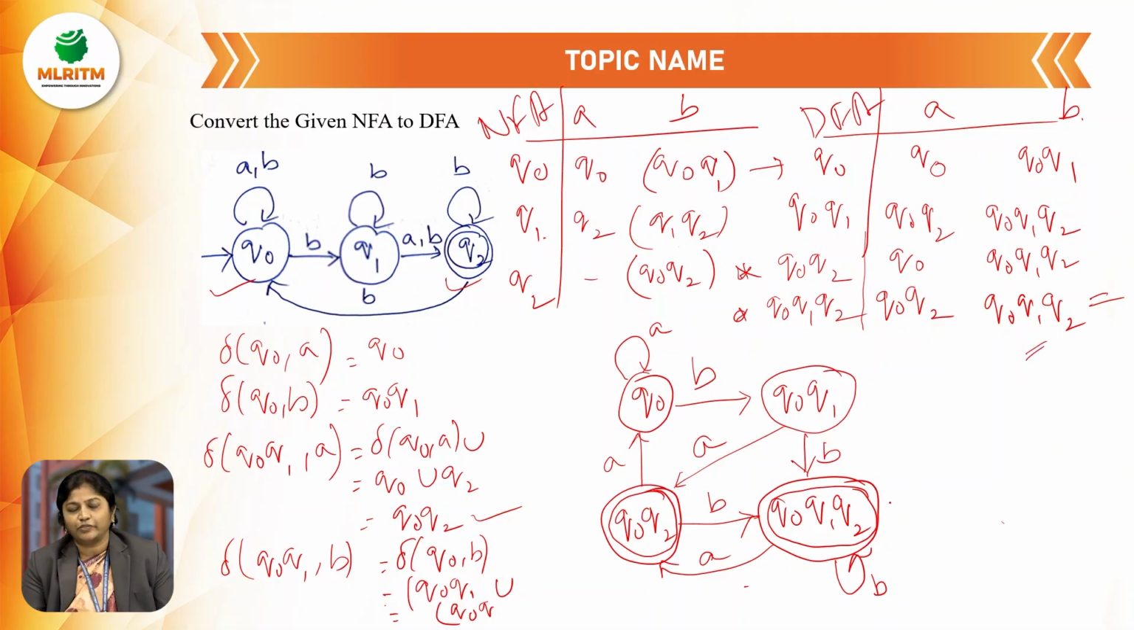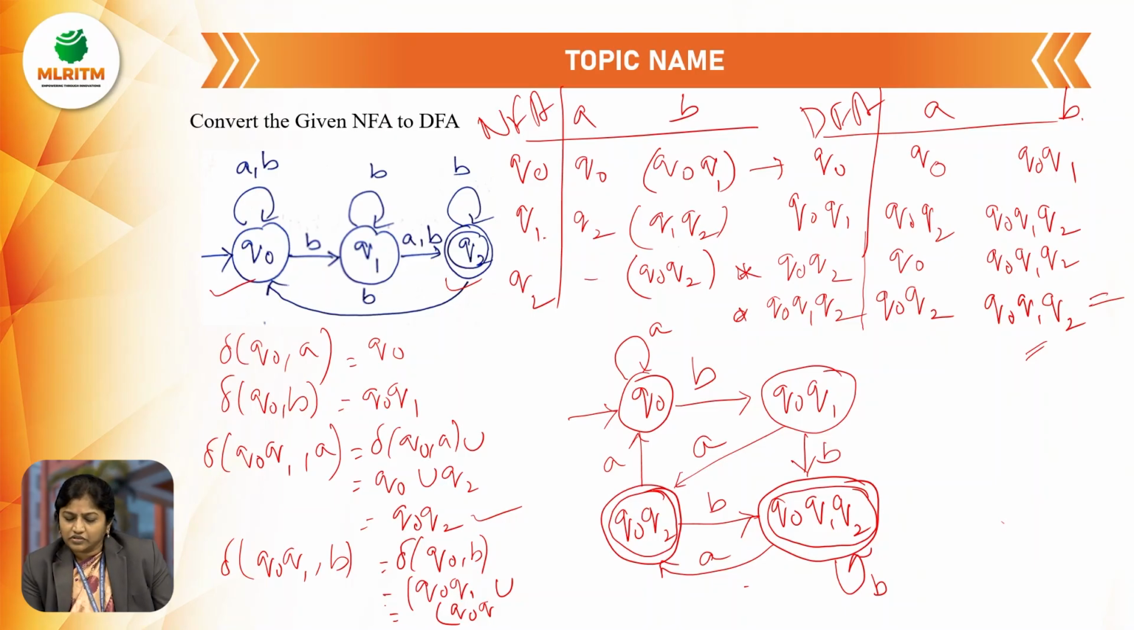A loop indicates that it may or may not repeat. It may come one time, two times, three times. The state is repeated with that input symbol, and it can be repeated any number of times. So this is how we need to convert the given NFA into a DFA.